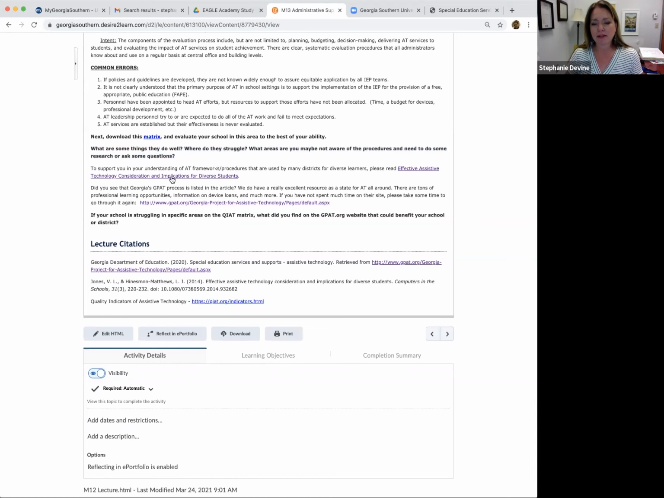I added some additional resources for you to help support your understanding of AT frameworks and procedures that are used by a lot of different districts. This article talks about technology AT for diverse students, which is important to consider also. And then the link to the GPAT process, which is part of the Georgia Department of Ed website. So if you haven't really explored that, or maybe you did earlier on in the semester, I encourage you to take a look at it again.